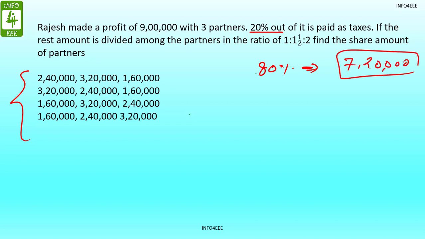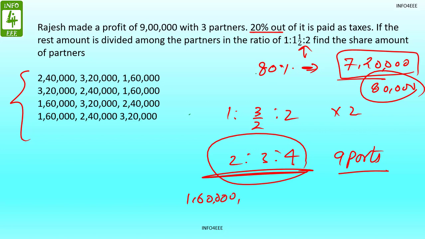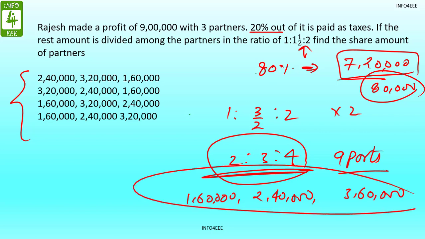So now you need to divide this amount into this ratio. So the ratio is 1 is to 3 by 2 is to 2. You can multiply this with 2. So 2 is to 3 is to 4. Now you need to divide this amount into this ratio. So the total parts are like what? This is 9 parts. So one part will be equal to 80,000 rupees, right? So two part will be 1 lakh 60,000 rupees, three part will be 2 lakh 40,000 rupees, and four parts is equal to 3 lakh 60,000 rupees. So the answer will be, oh, this should be 32, not 36. So answer should be fourth, because 8 4s are 32. So that's why you can solve.